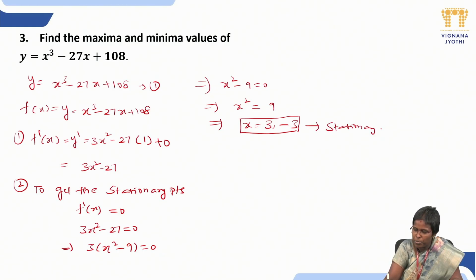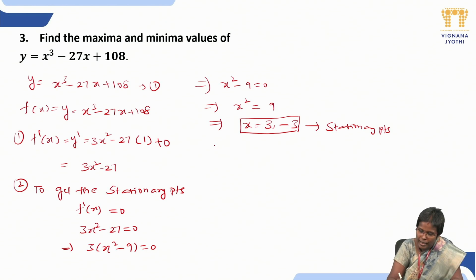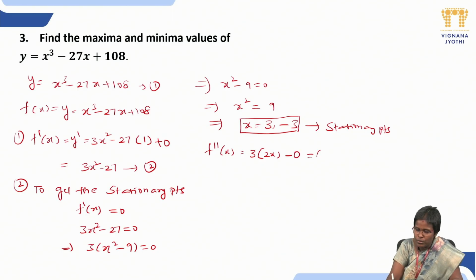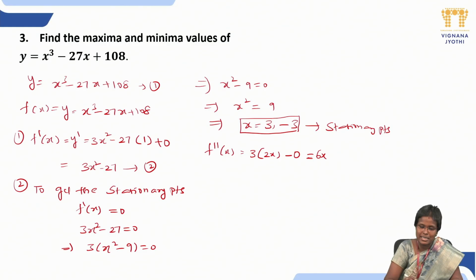Now, up to here, it's fine. But what they're asking is, what is the maximum value and minimum value? In order to get the maximum and minimum value, let us find the second derivative. The first derivative is 3x² − 27. Differentiating again, 3x² gives 6x, and the derivative of a constant is 0. So f''(x) is nothing but 6x.